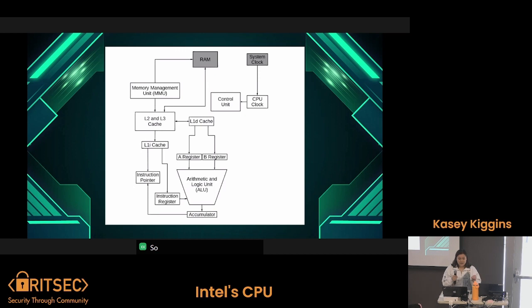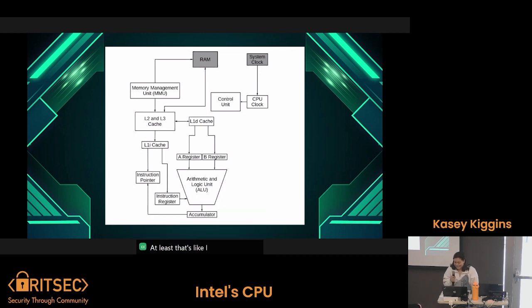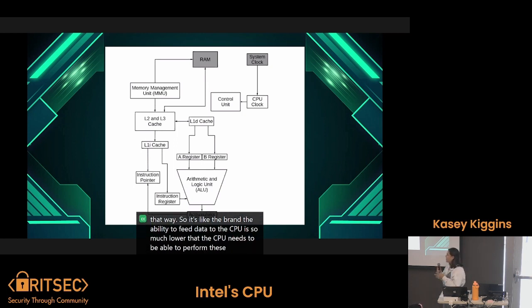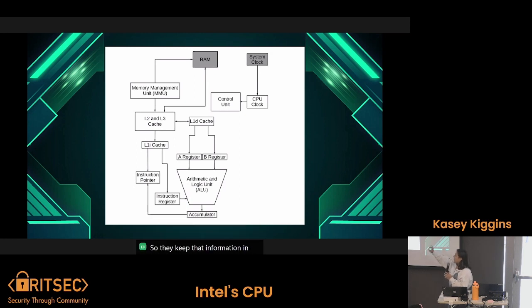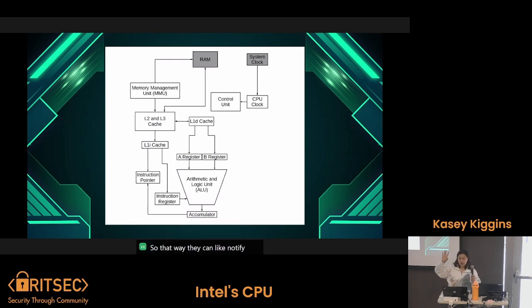Cache memory is way faster than RAM, so much faster. Like a 6-year-old racing against Michael Phelps, and the 6-year-old doesn't know how to swim. At least that's how I like to think of it. The RAM's ability to feed data to the CPU is so much slower that the CPU needs to be able to perform these high-speed calculations somehow. So it keeps that information in the cache, so it can access it faster. If it does need to access the RAM, there are predictive algorithms that notify when RAM data is needed, and it can access it that way.